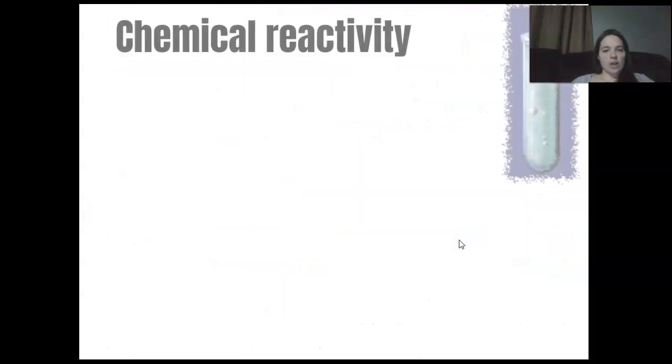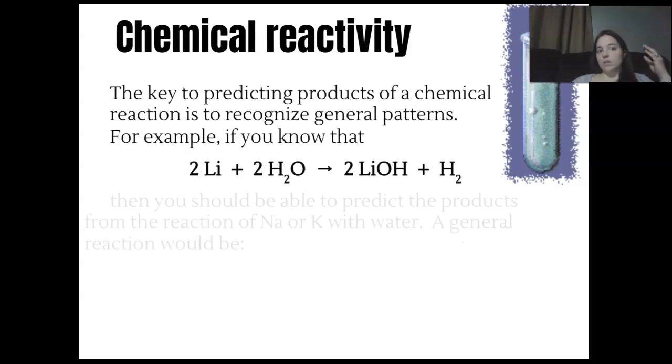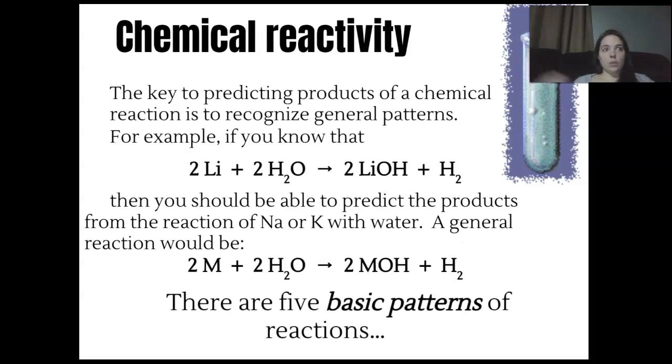So the first thing we're going to look at is chemical reactivity, like chemicals can react. But there's a way you can predict what's going to happen. You can predict the product of a chemical reaction. One way to do that is to recognize the general patterns. For example, if you take lithium and water and react them together, you get lithium oxide and hydrogen.